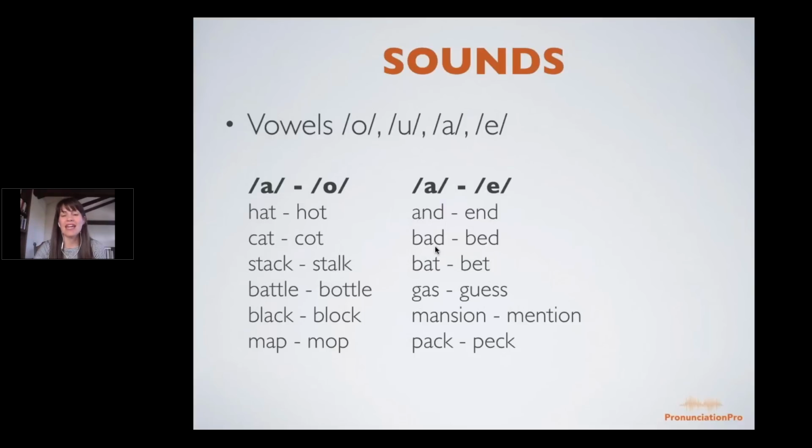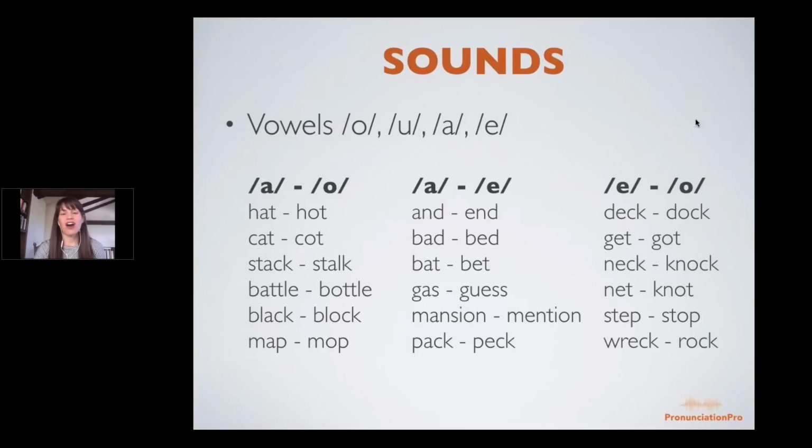So do this for me. Bad, bed. Bad, bed. Perfect. And, end. And, end. Yeah, there you go. Bat, bet. Bat, bet. Gas, guess. Gas, guess. Mansion, mention. Mention, mention. Pack, peck. Pack, peck. Good. All right. So those are the ah and the eh sound here.